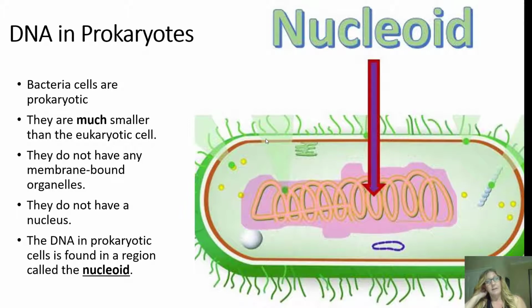Now, in prokaryotes, bacteria are prokaryotic. They are much smaller than eukaryotic cells. Prokaryotic cells do not have a membrane-bound nucleus, and they do not have any membrane-bound organelles. No nucleus, so the DNA can't be found in the nucleus. Where we do find the DNA in bacteria cells is in a region that we call the nucleoid.